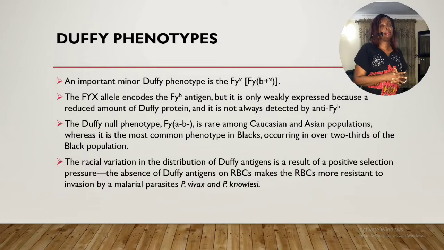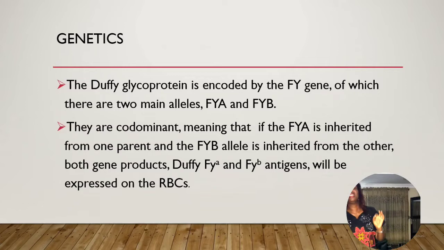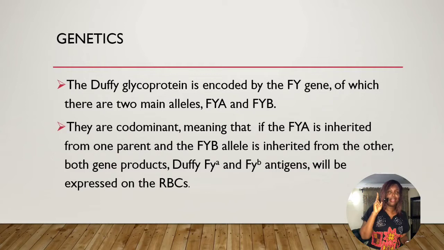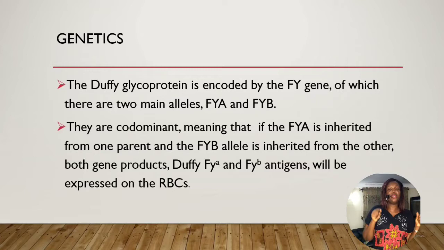Now, let us look at the genetics of these Duffy antigens. The Duffy glycoprotein is encoded by the FY gene, of which there are only two alleles, the FYA and FYB. These two alleles are co-dominant, meaning that if the FYA is inherited from one parent and the FYB allele is inherited from the other, both the gene products, Duffy A and Duffy B antigens, will be expressed on the surface of the red blood cell.